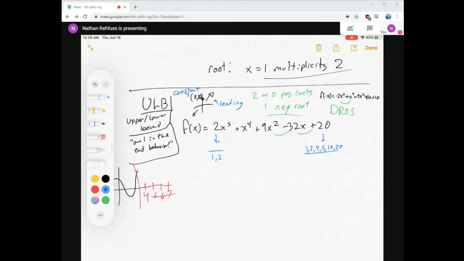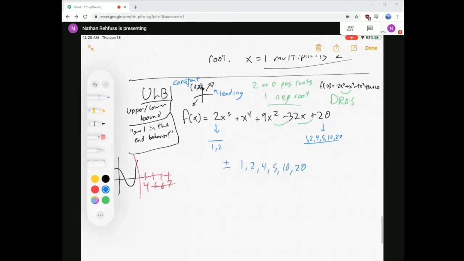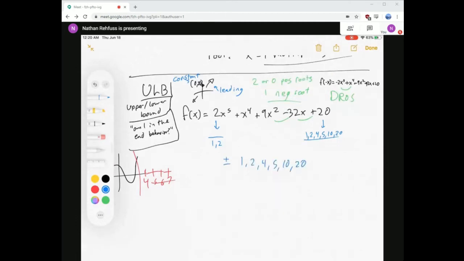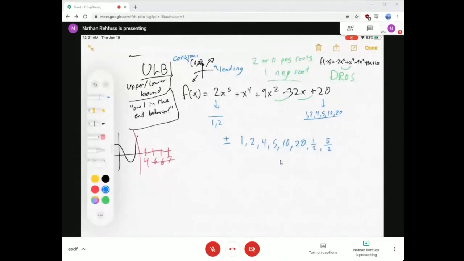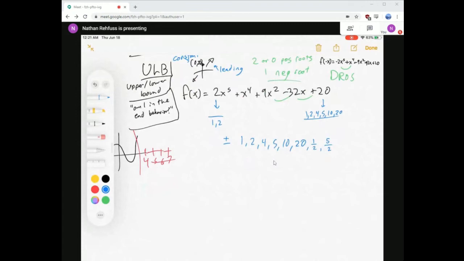And the only things I need to add to that list are 1/2 and 5/2. So I've got a list of 16 numbers, 8 positive and 8 negative. Those are all the numbers I can test. So the only thing we haven't seen yet is the upper and lower bound theorem, and I'm about to show you how that looks.